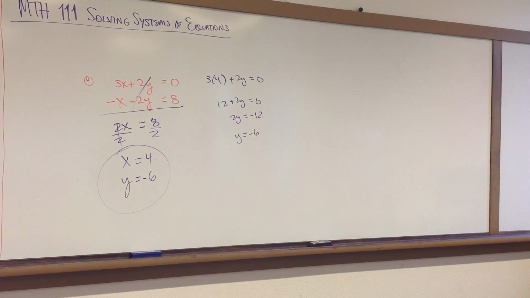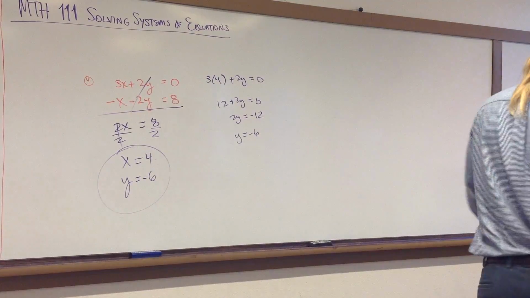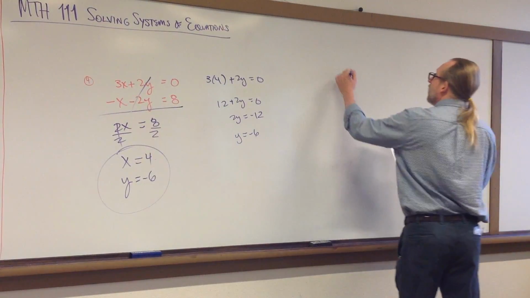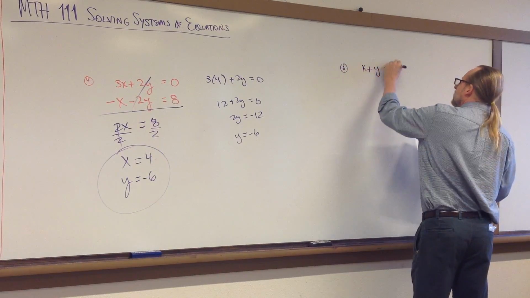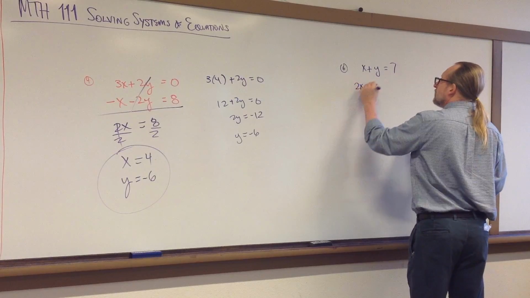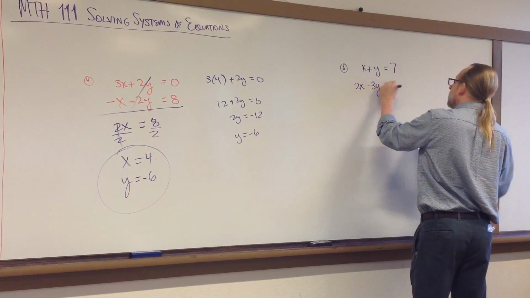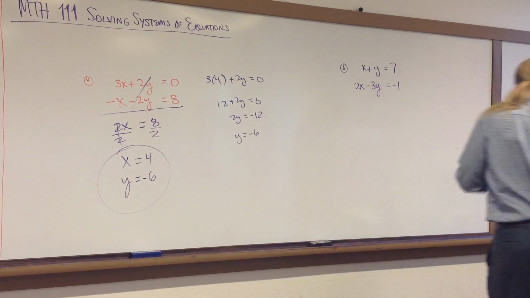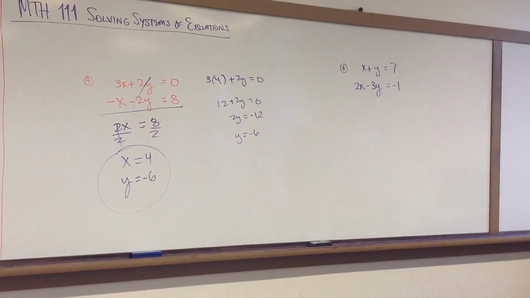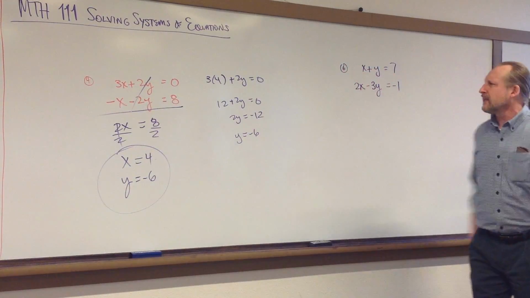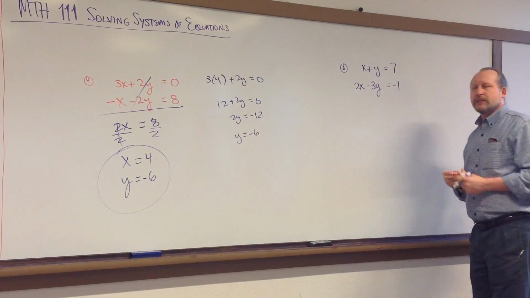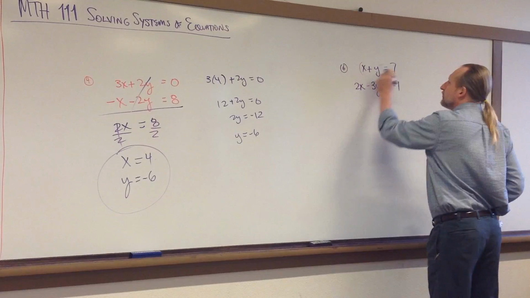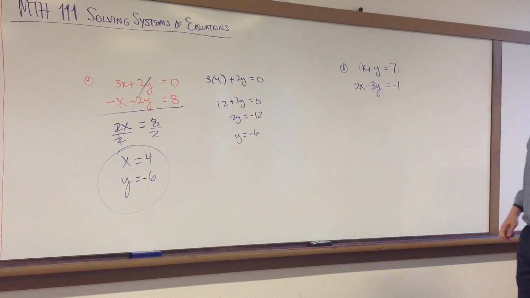Let's see here. Problem 6. x plus y equals 7. 2x minus 3y is negative 1. Well, this one looks like elimination. I think I'm going to prefer to do elimination on this. If you come to class and want to see me use a different method, I'm happy to do that.